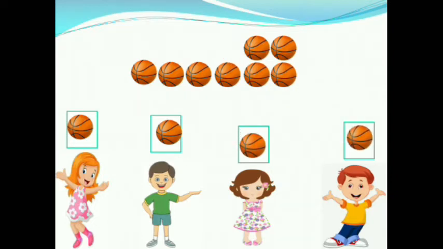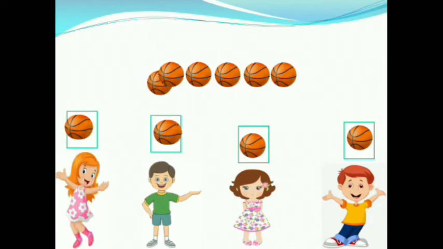Now, how many balls are left with him after distribution? 1, 2, 3, 4, 5, 6, 7, 8. 8 balls are left with him. Can he distribute one ball to each friend a second time? Now, how many balls are left with him? 1, 2, 3, 4. 4 balls are left with him. He can distribute one ball to each of his friends another time.